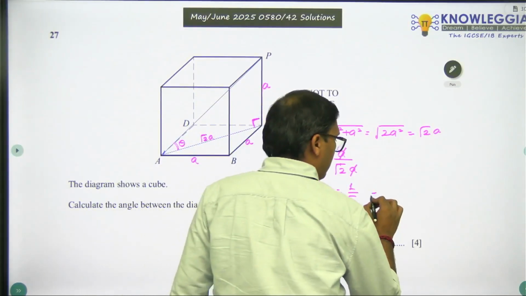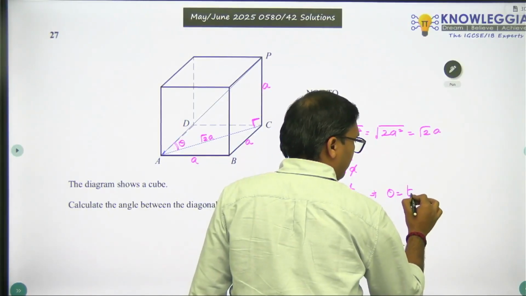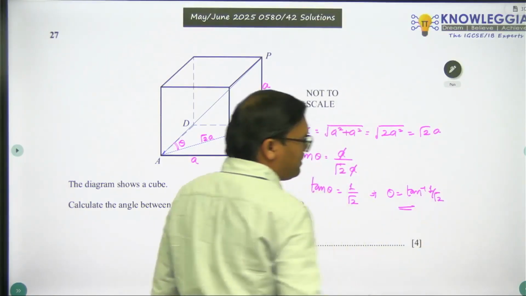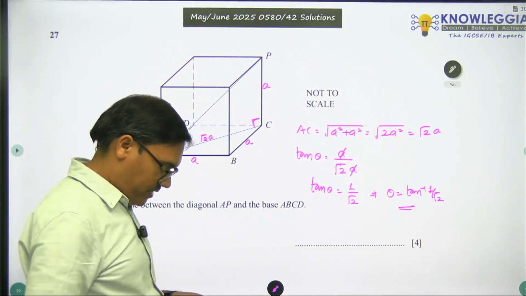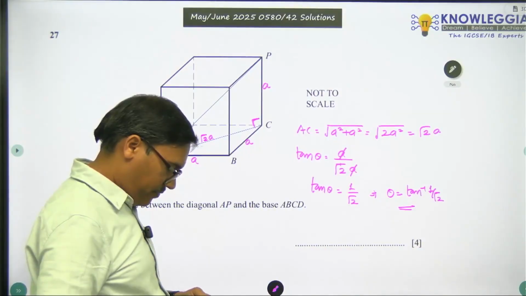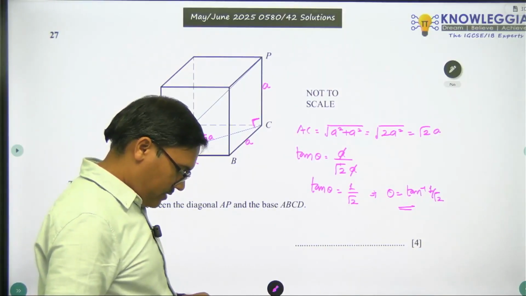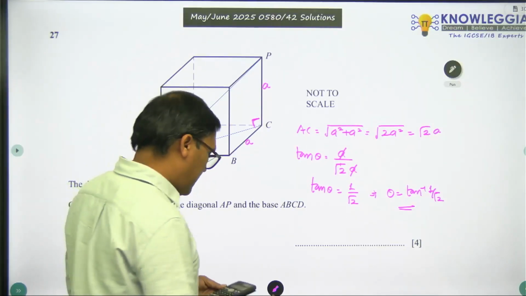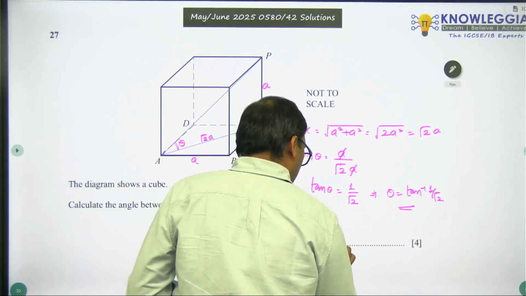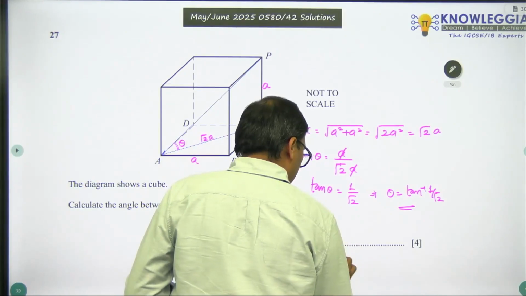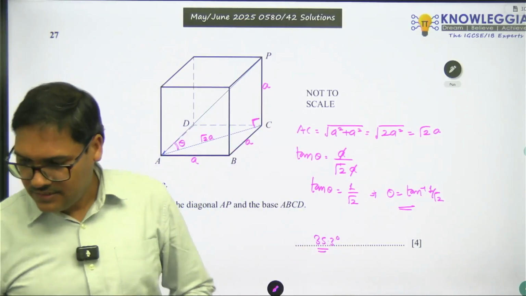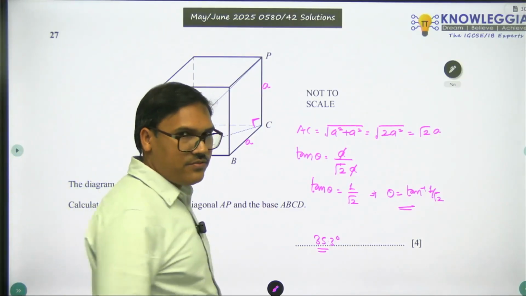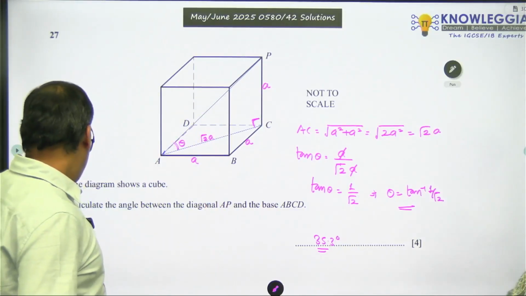So what is theta, the angle? Tan inverse of 1 by root 2. And you can just check this value. You will find tan inverse of 1 by root 2 is equal to 35.3 degrees. That is the answer. So let's check this. 35.3 degrees is the correct answer. So I hope this is clear.